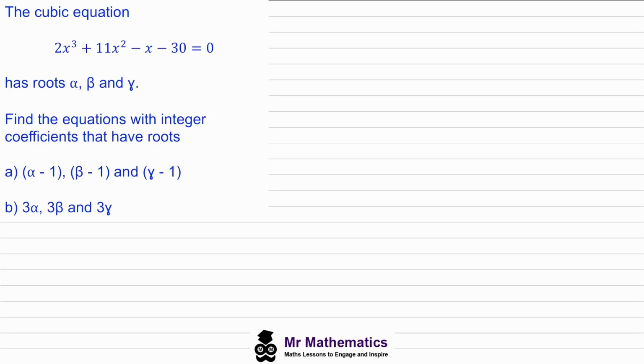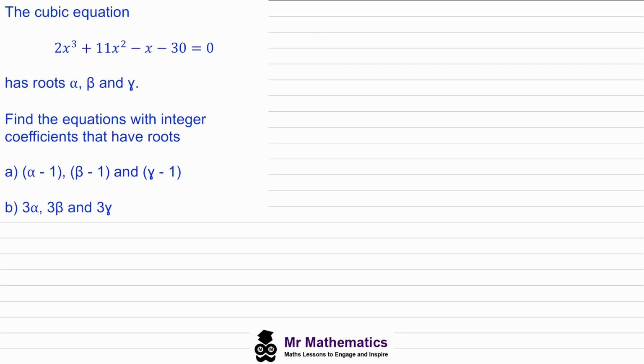Hi everybody. So in this video, I'm going to show you how to transform a cubic equation by transforming its roots. So we have this cubic equation and we're told that its roots are alpha, beta and gamma. And we've been asked to find the equation with integer coefficients that have roots alpha minus 1, beta minus 1 and gamma minus 1.